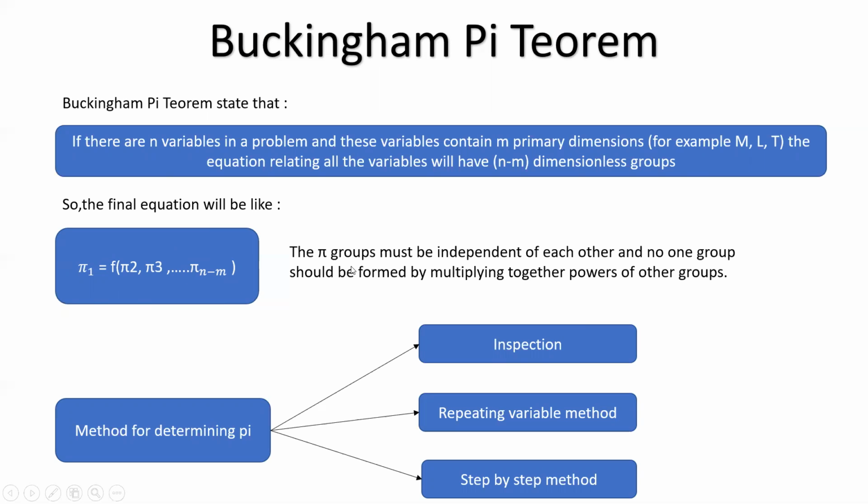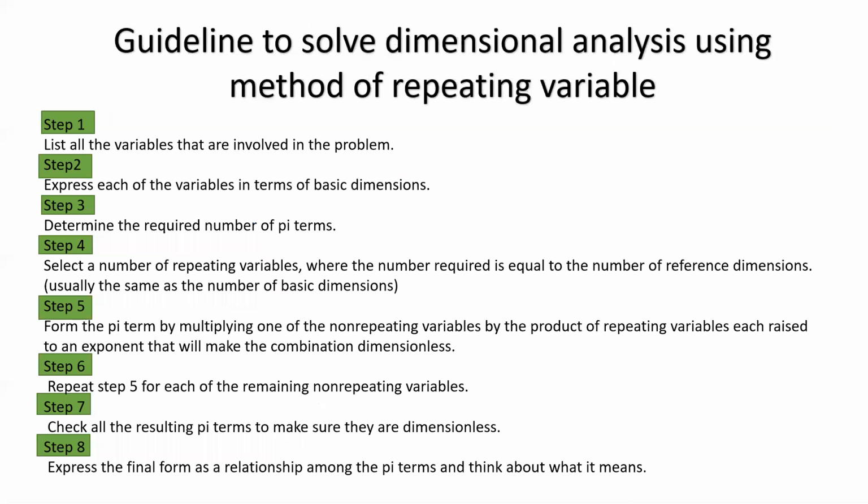The pi groups must be independent of each other, and no one group should be formed by multiplying together powers of other groups. There are three methods for determining pi. The first method is inspection, the second method is the very famous repeating variable method, and the third method is the step-by-step method. So we are going to discuss the second method, the repeating variable method.